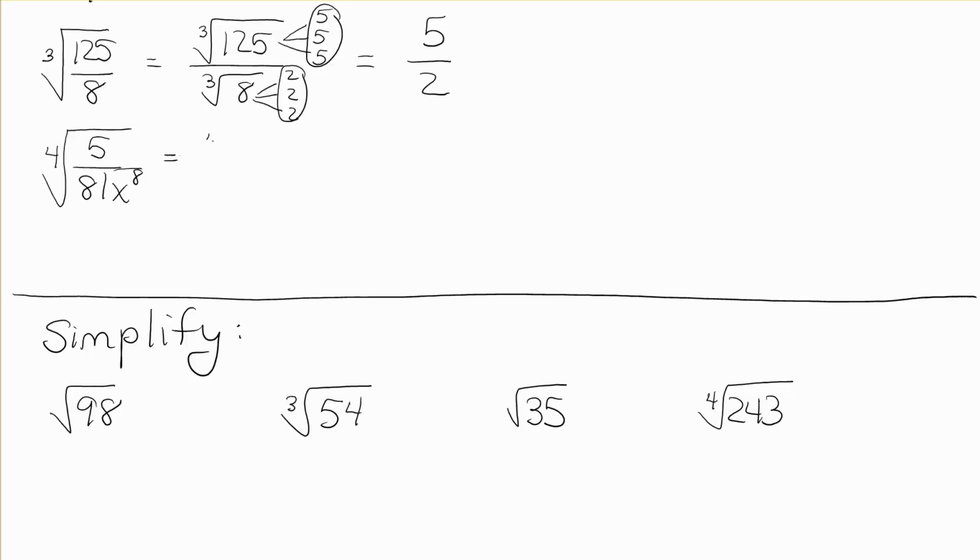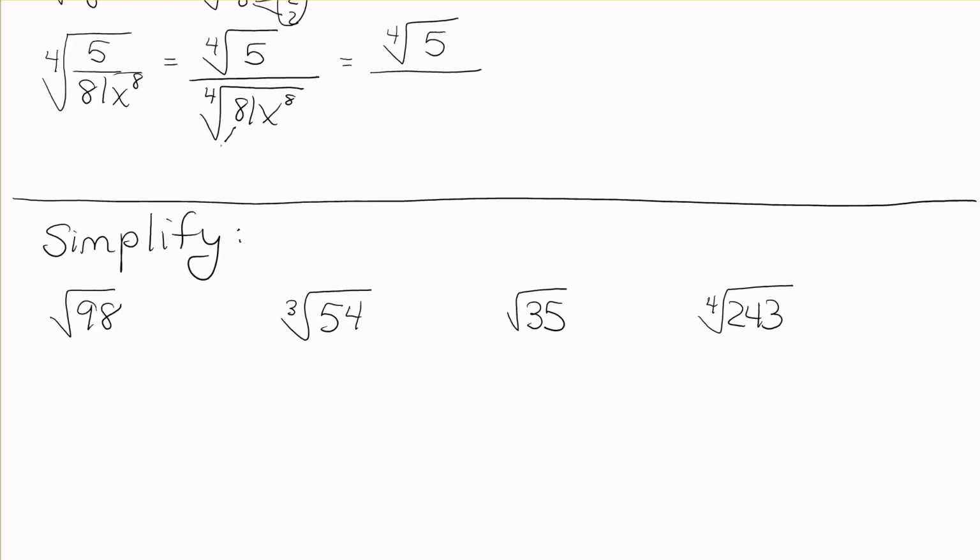We're going to split this fraction up into the fourth root of 5 over the fourth root of 81x to the 8th. All right, so what can we simplify? Well, I know there's no fourth root of 5, so I'll write that in my numerator. But now let's talk about factoring 81 and x to the 8th.